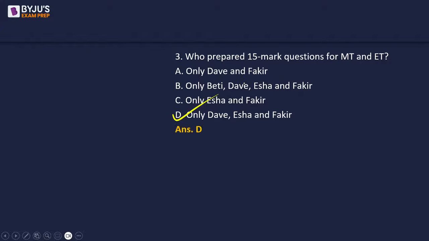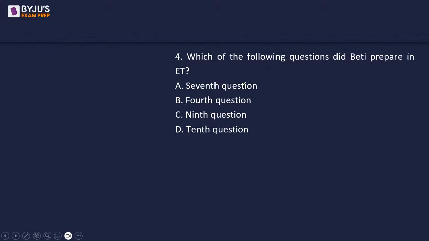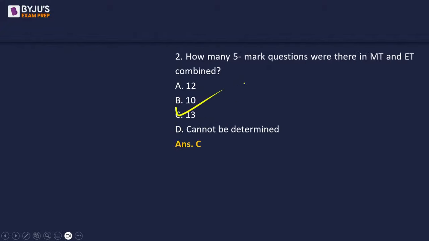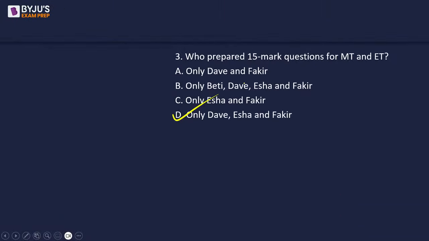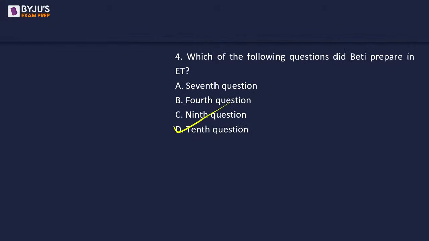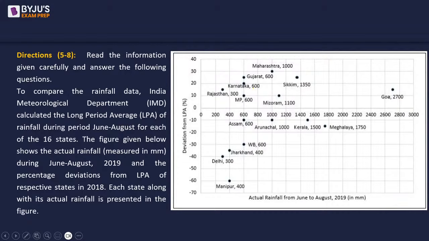D option. Next, which of the following questions did B prepare in ET? If you look at ET, B prepared question number 10 and 11. Those were 10-mark questions. Okay. Next set is DI.